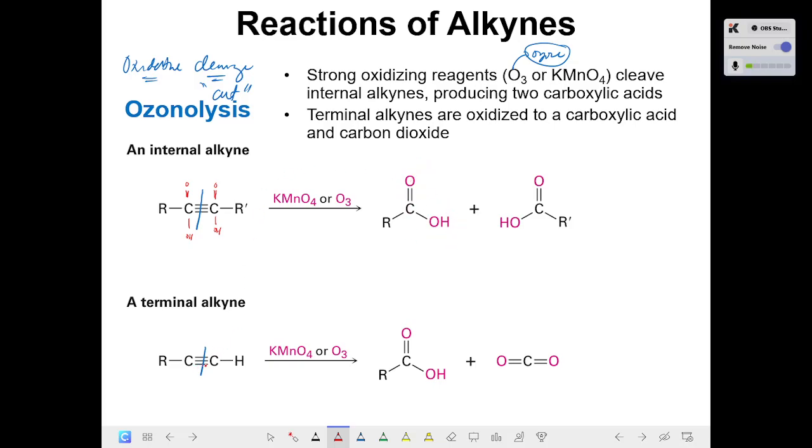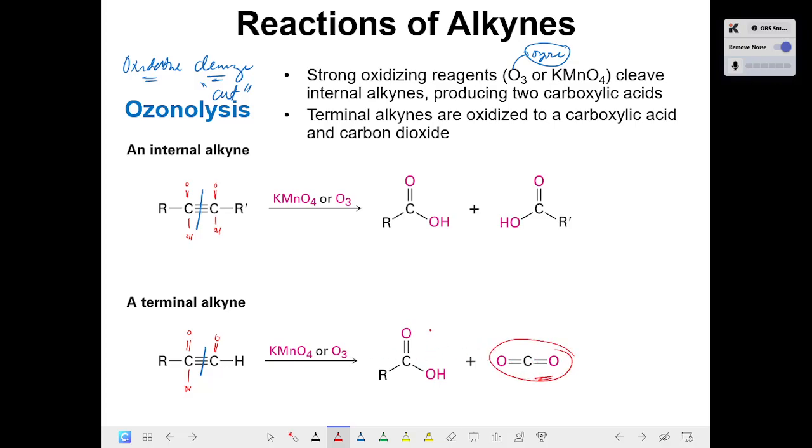Okay? Pero pag terminal alkyne yung ating pinag-uusapan, ganun din, magkakat yan. This will become C double bond O, and then ito magkakaroon siya ng OH. Ito, CH na lang siya. So ito, hindi na magiging CO yan. Pero dahil magiging kulang yung ating octet natin, this CH will become CO2 or your carbon dioxide.